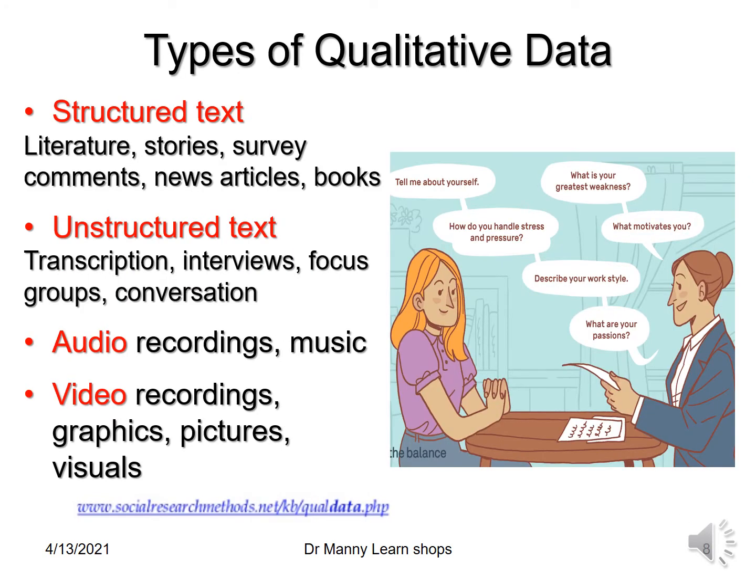What are some of the types of qualitative data? Well, you've got the structured texts such as literature, stories, survey comments, news articles, or even books. You've got the unstructured text, which is transcription from interviews or focus group interviews or conversations that you have. Then you've got audio recordings, which could be anything that you record digitally. It could encompass music as well. You've got video recordings, which could be graphics, pictures, or again, visuals.